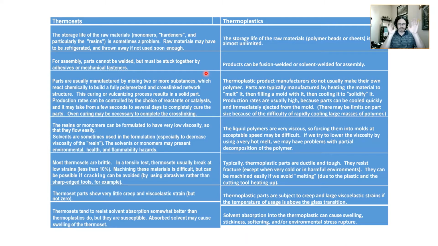So take a look. This is a nice slide comparing thermosets and thermoplastics. Pause it, read it, may come up on a quiz. You never know.